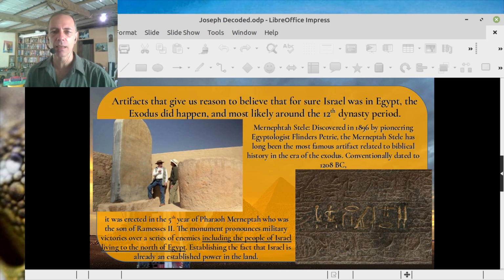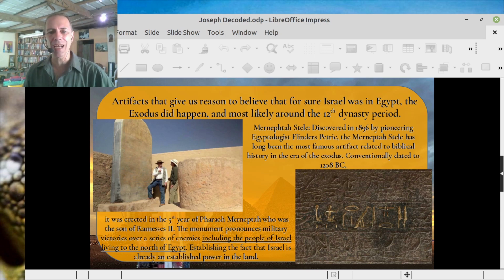Merneptah Stela, discovered in 1896 by a pioneering Egyptologist, Flinders Petrie. The Merneptah Stela has long been famous, the most famous artifact related to biblical history in the era of the Exodus. Conventionally, it was dated to around 1208 BC. It was erected in the 5th year of Pharaoh Merneptah, who was the son of Ramses II.